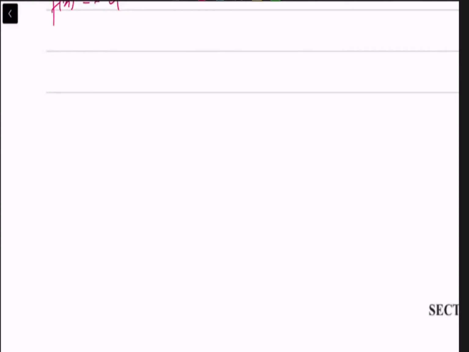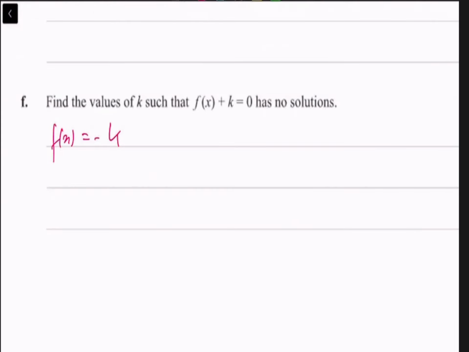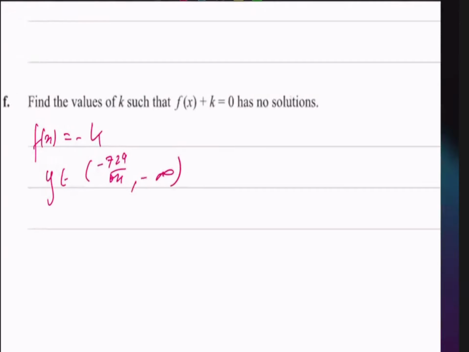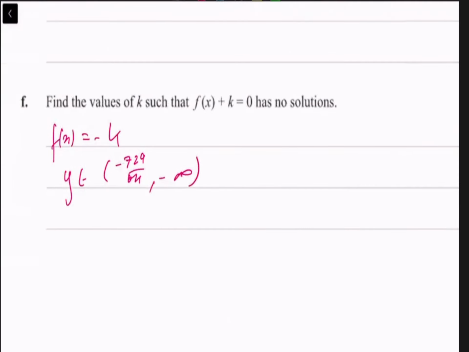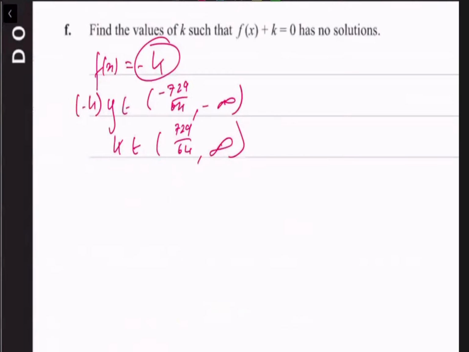So we want y as an element of the local minima, which you should find in your CAS, 64 to -infinity. But we're equating it to -k, so we're going to have to swap the negatives around. So y in this case is -k, because that's what we're equating it to. So then k is an element of 729 and 64 to infinity.